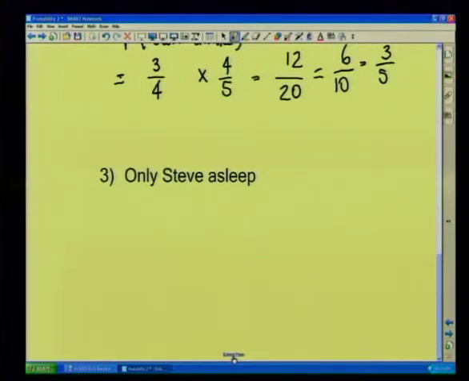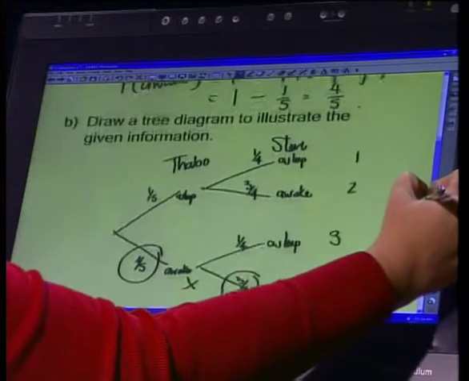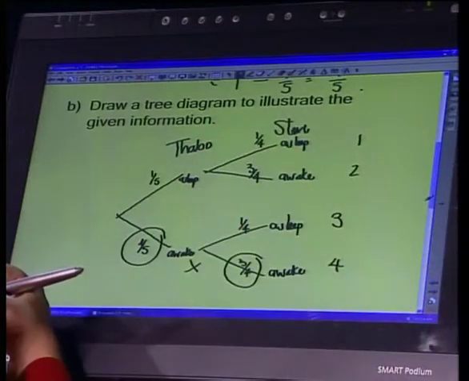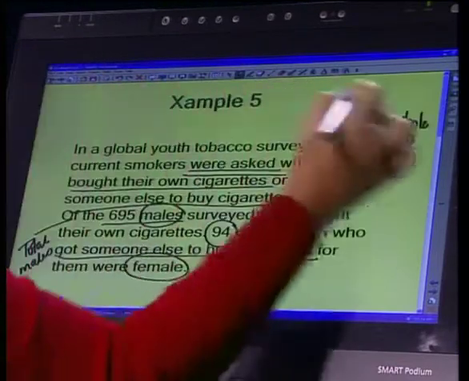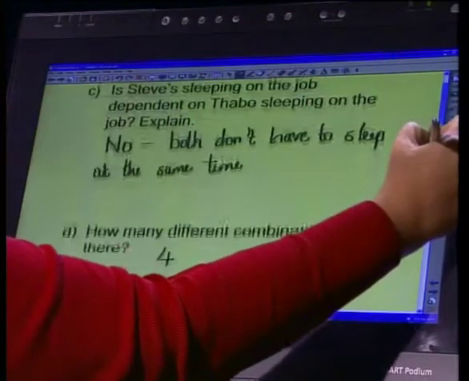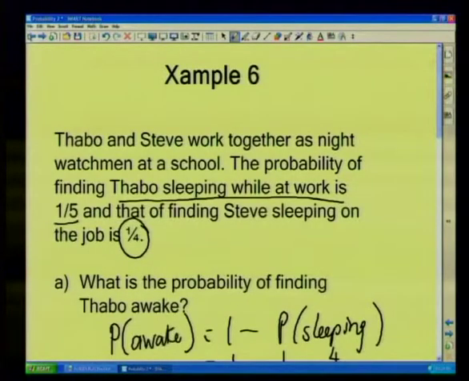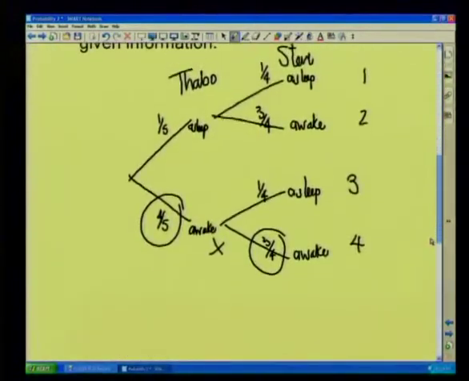Okay, so the combination then would be obviously that Taba is awake and Steve is asleep. And if we look back at our tree diagram, we can see what the combinations are where Steve is asleep. Let's just check our question again. Sorry, going back instead of forward. Okay, we want only Steve asleep. Check our tree diagram, only Steve asleep.